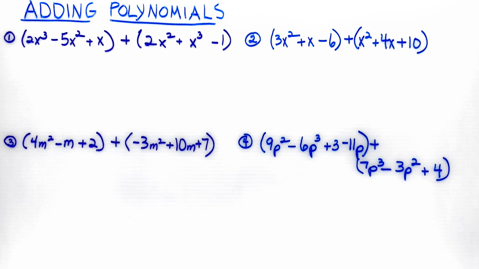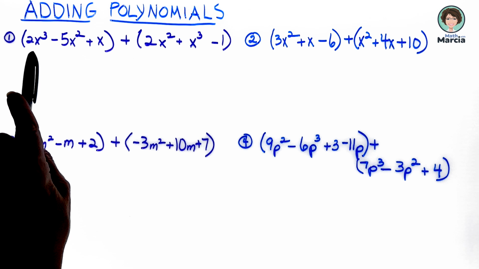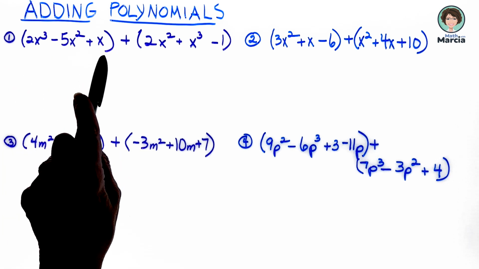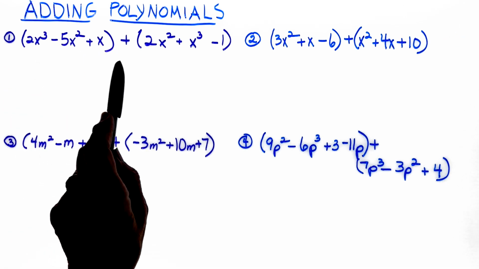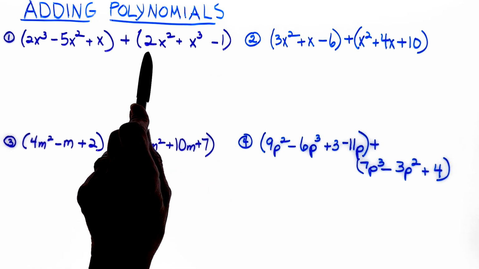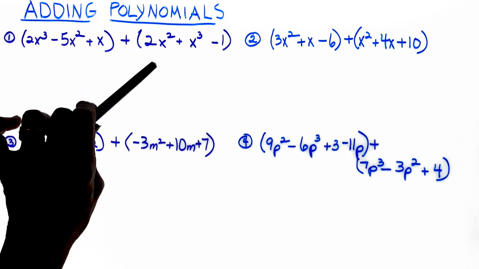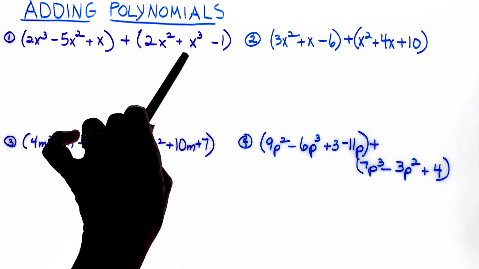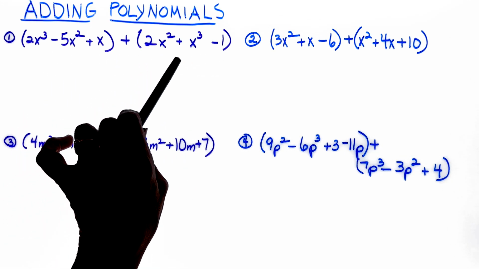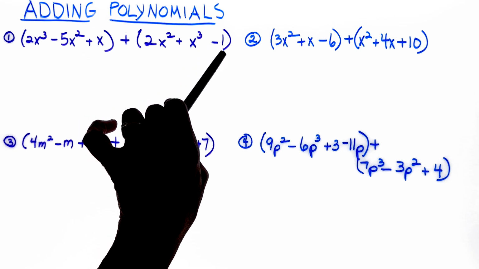In this lesson, we are going to be adding polynomials. And remember, a polynomial is made up of multiple terms. The reason there are parentheses here is because this is our first polynomial, and we're going to be adding our second polynomial. We're going to follow the rules for combining like terms. When you're looking at your problem, we have 2x cubed minus 5x squared plus x, plus the second polynomial of 2x squared plus x cubed minus 1.